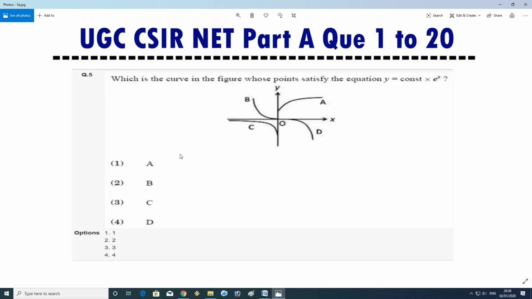Fifth question: which is the curve in the figure whose points satisfy the equation y is equal to constant into e to the power 2x? So answer is third, figure C indicates the correct answer.